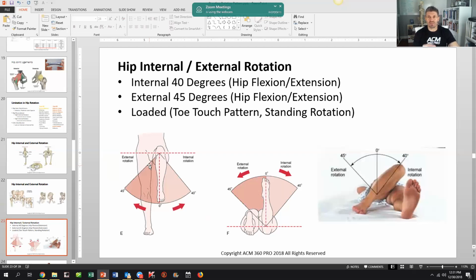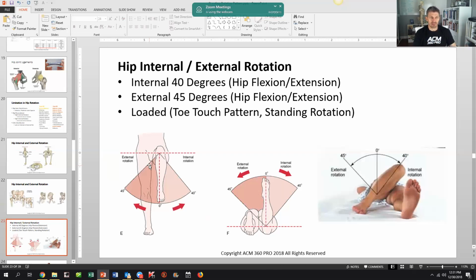The problem with that is we don't function in that position. We function in a loaded position, which is why the ACM, we want to do standing rotation pattern. And there's only one study that I found that took that into account, and it happened to be with golfers and assessing their loaded standing rotation patterns, internal external range of motion, which will be an interesting study for you to look at.